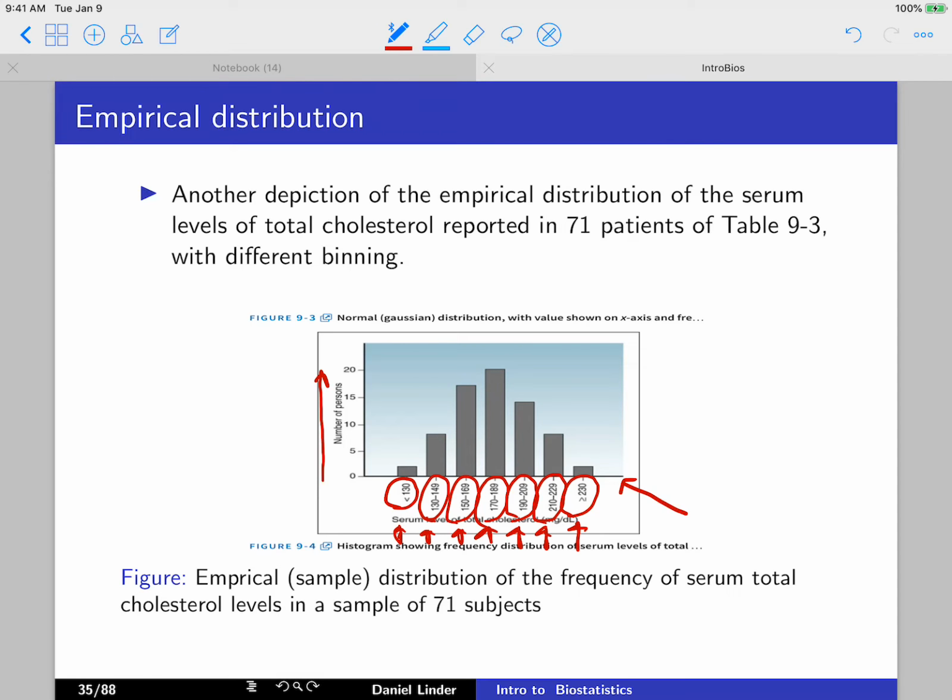And you can see that this data looks approximately, so if I were to actually draw an estimate of the density, this data looks approximately bell-shaped or normally distributed.